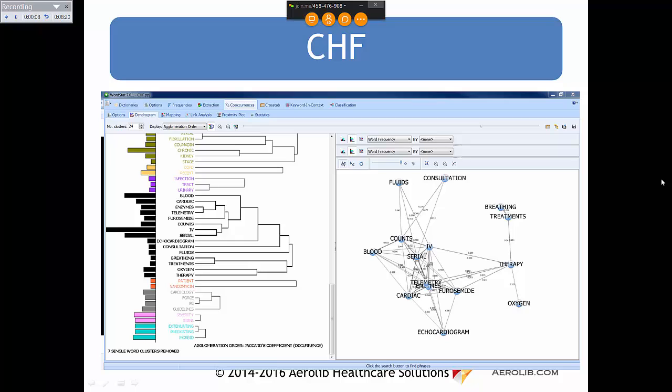So in cases of CHF, they figure telemetry, Lasix, blood counts, consultations, echocardiogram are in the center of CHF, while some cases require breathing treatment, some require oxygen or not. But this is the level of depth they can go to on each and every case before they pull out for audits.